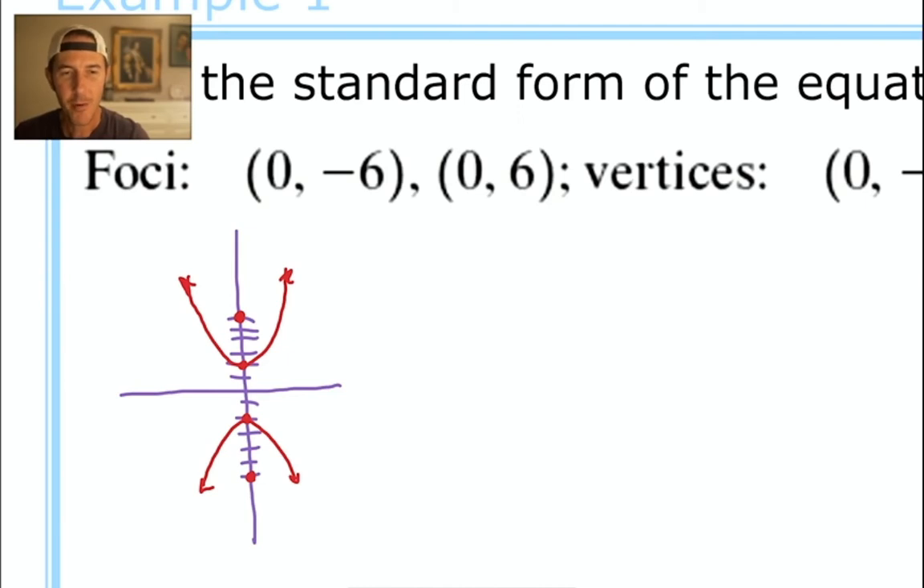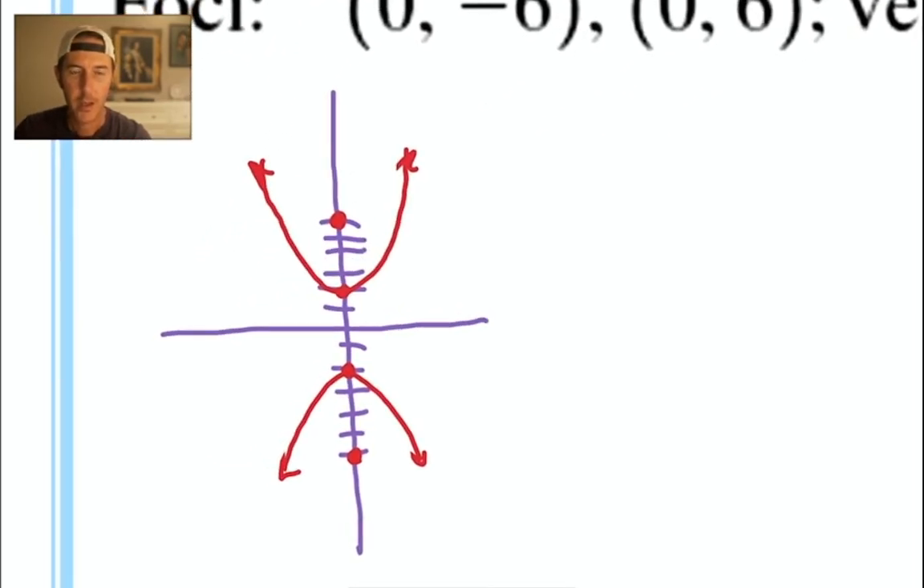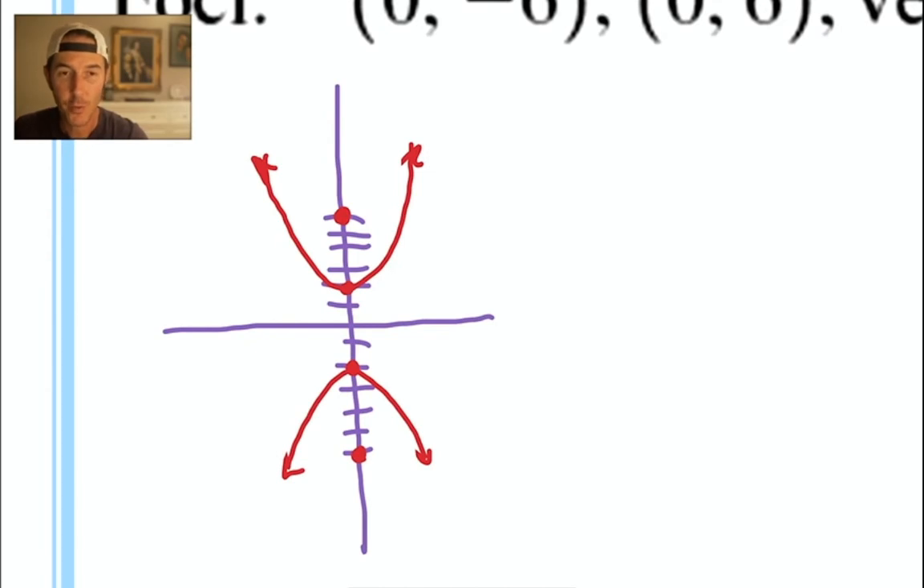It's because of how far away the focus is from the vertex. Look at this. The focus is 4 units away from the vertex. The vertices themselves are only 2 units away from the center, so that's a big difference, right? This distance right here is 2, and this distance here is 4. That's pretty dramatic, right? It's double.